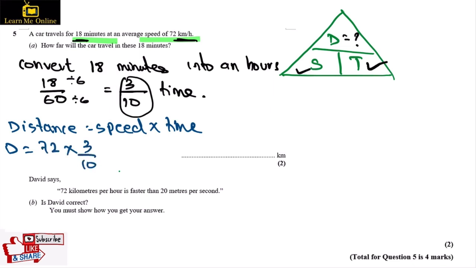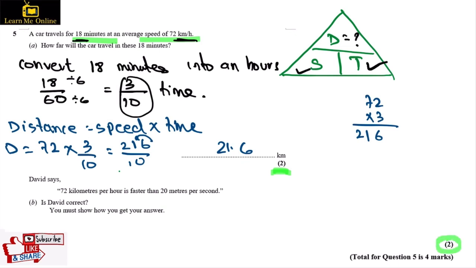Now you simplify it. You do on the side what 72 times 3 is: 3 times 2 is 6, and 3 times 7 is 21, so that's 216 over 10. Whenever we divide by 10, the decimal place goes one place before where it is. So it would be 21.6 kilometers, the distance the car will travel in these 18 minutes. It's for 2 marks, so it's not a lot of working out, just a simple question. Now here we have another question, which is 5B, and it's for 2 marks as well.